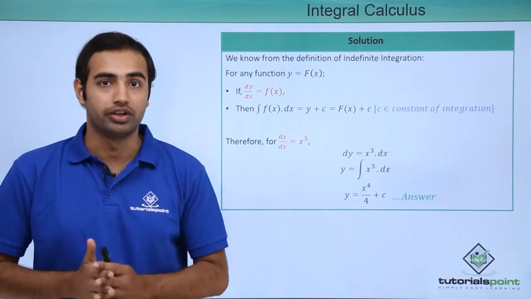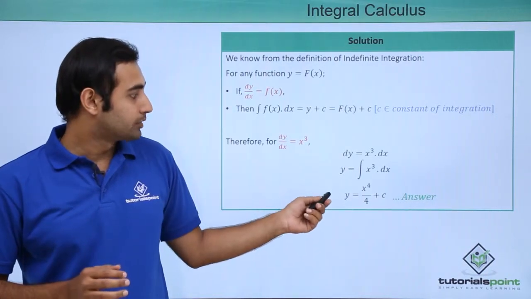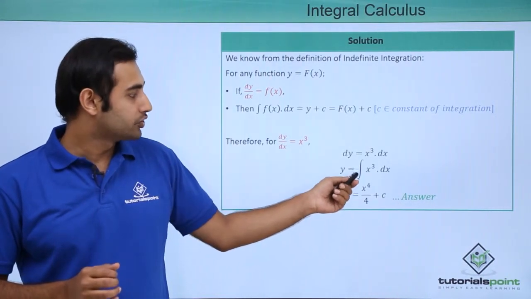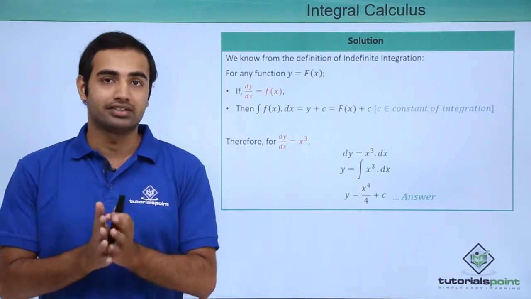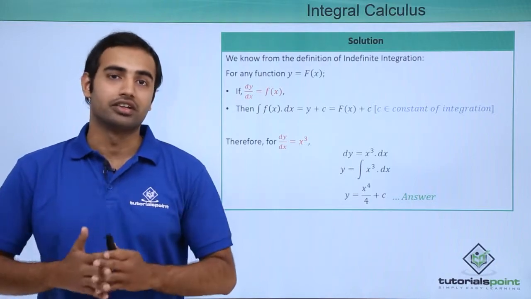You can go and watch that video. So over here the expression comes out to be y is equal to x raised to power 4 upon 4 plus c, where c is the constant of integration. This is our answer. I hope this is very clear to you.